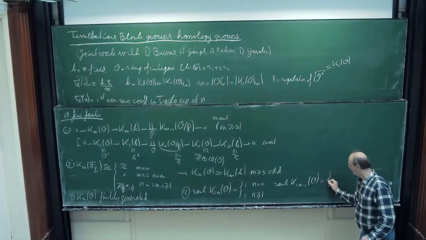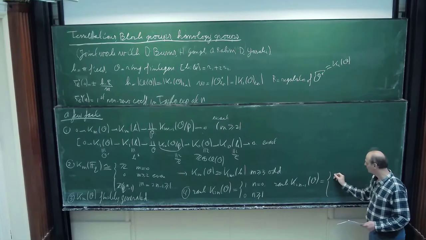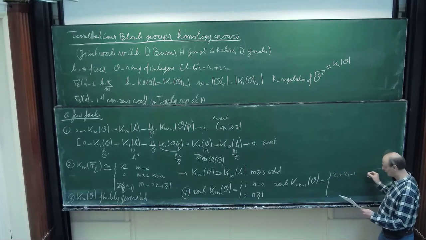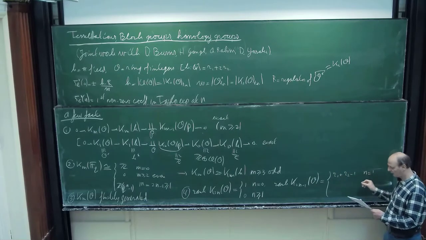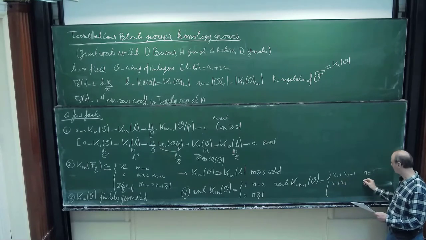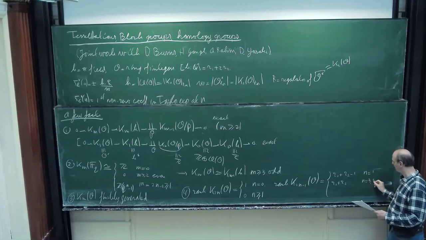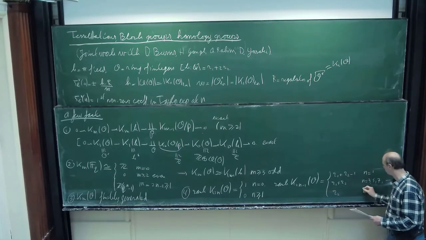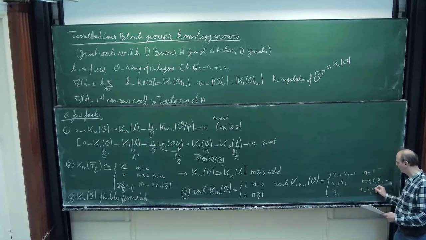So here we have, well, K_1 must be the exception, so that we get r_1 plus r_2 minus 1. Then it will be r_1 plus r_2 for n equals 3, 5, 7, etc. And it will be r_2 for n equals 2, 4, 6, etc.